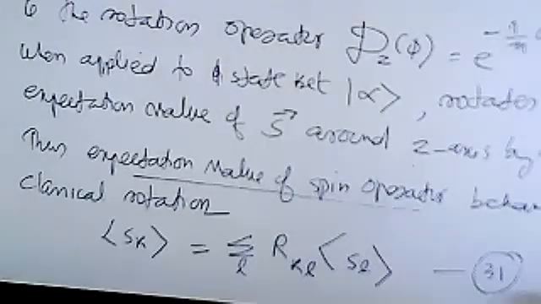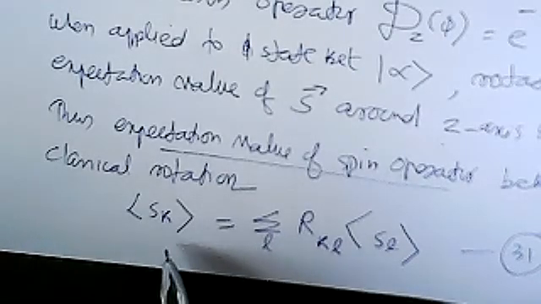So what is the conclusion? Even though spin is not a physical rotation, the expectation value gets rotated. The expectation value of the spin operator behaves as a classical rotation, but it is not a rotation, though it behaves as classical rotation. Okay, is the idea clear?